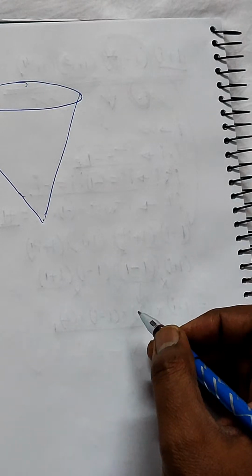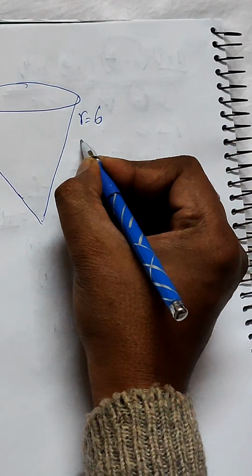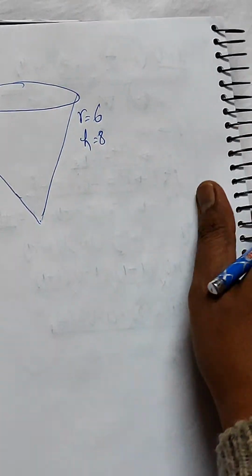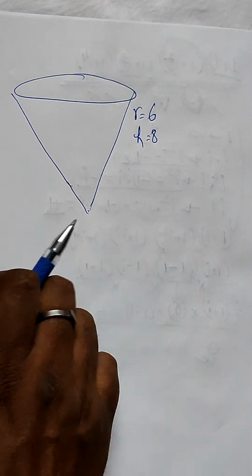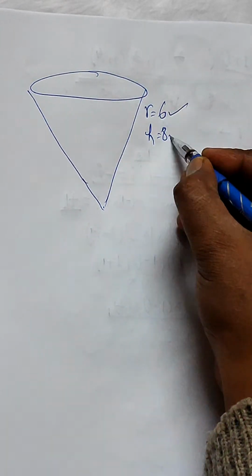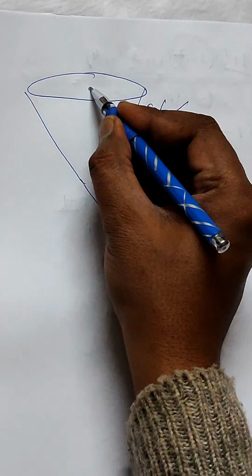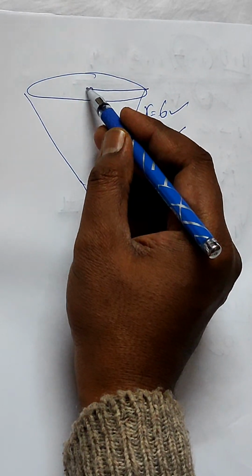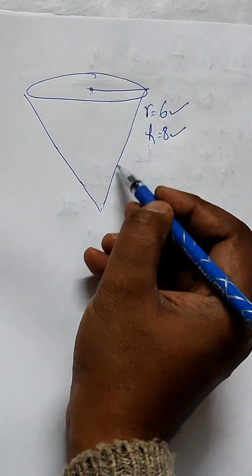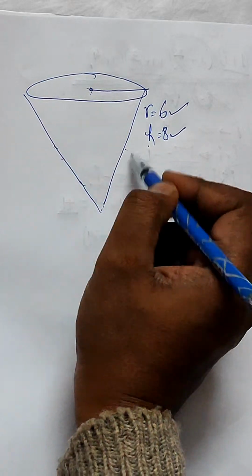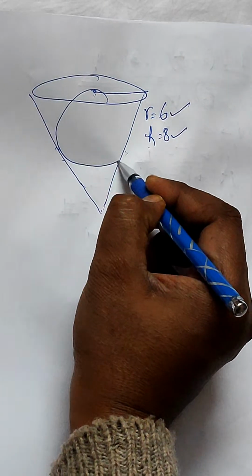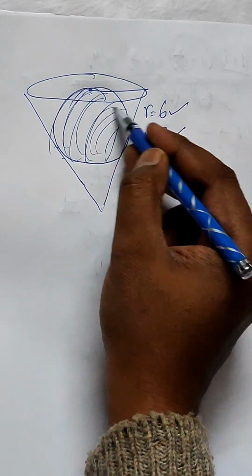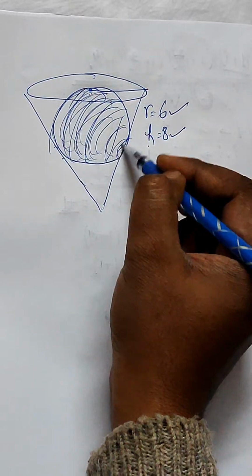The radius and height of the conical tank is given as 6 and 8. I am not writing the units over here, though it's centimeter, right? So let me arrange it at the center of the camera. Yeah, so 6 and 8 is the radius and height of this conical tank, and a sphere is immersed into it so that it touches the slanting height, the side walls of the conical tank. So you can see here it's like this, right?